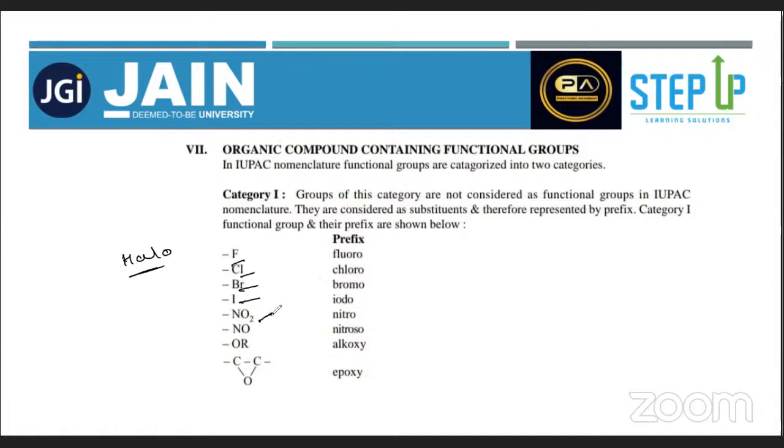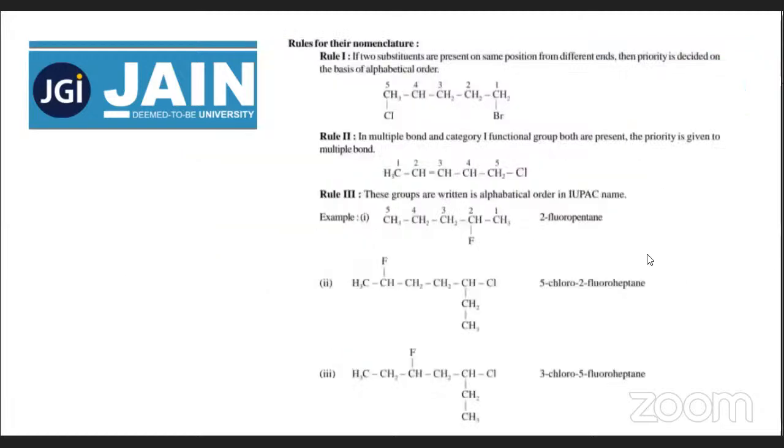NO2 is only used as prefix. They will not be used as suffix, so the name will not end with that. Those groups from which the name of the compound ends are known as terminal functional groups. So here you can see there is no such thing. These groups can only form the prefix.